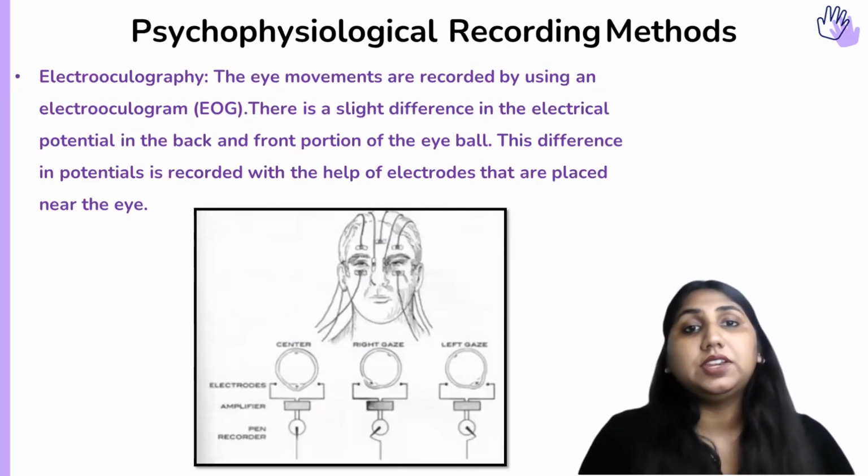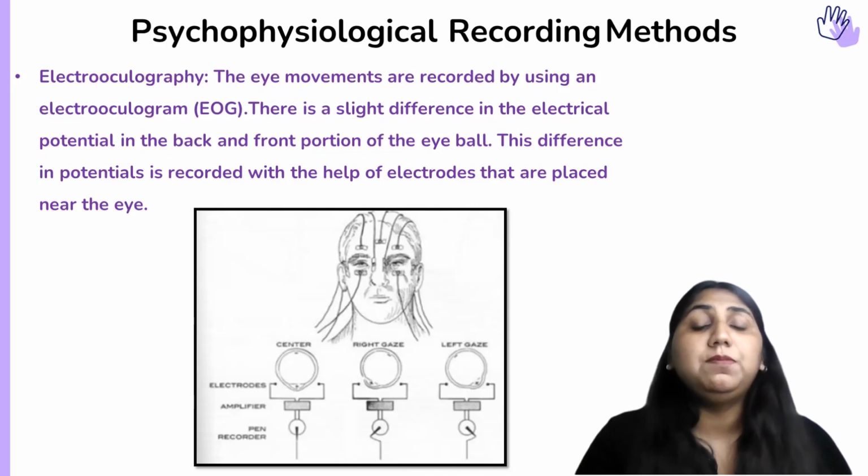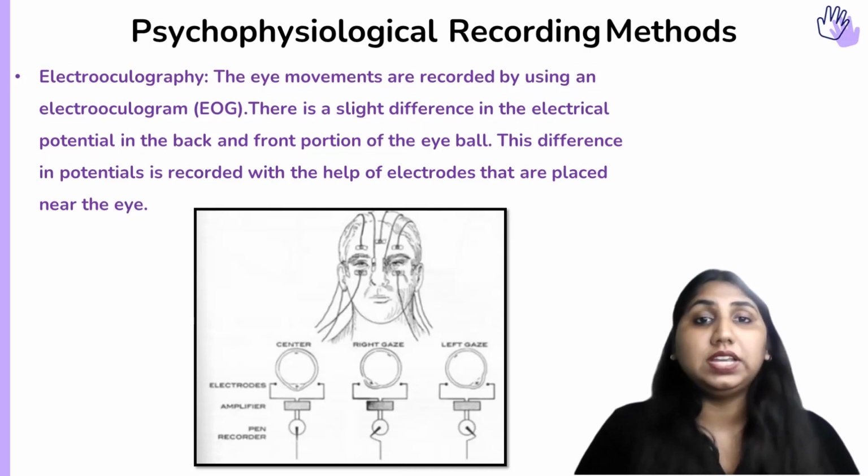So when we talk about electrooculography, this is pretty similar in terms of eye tracking devices. Over here, the eye movements are recorded through the use of electrooculograms, which is also called EOG. What happens is there is a slight difference in the electrical potential in the back and front portion of the eyeball, and this difference in potential is recorded with the help of electrodes that are placed near the eye.